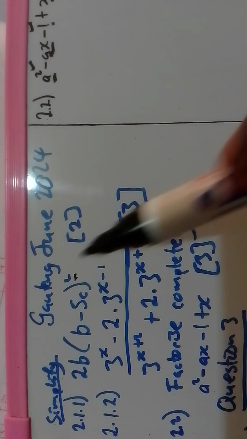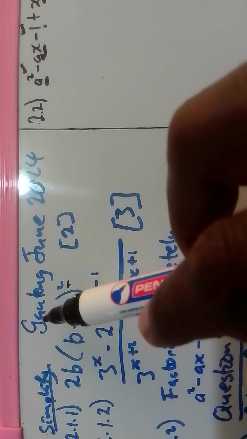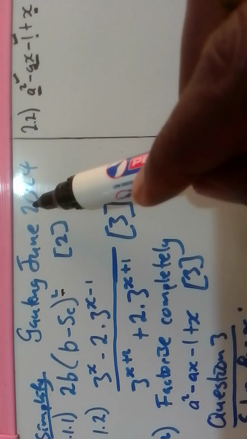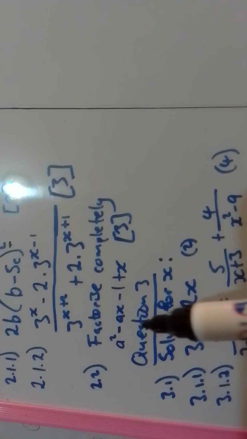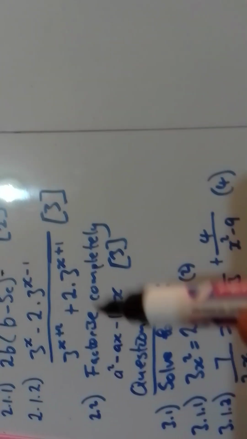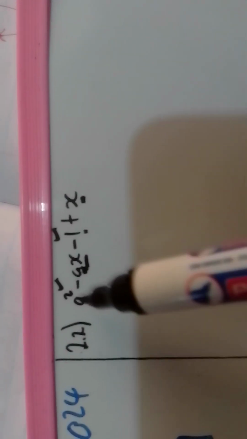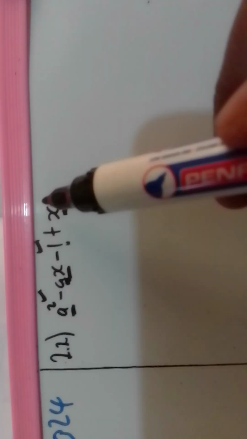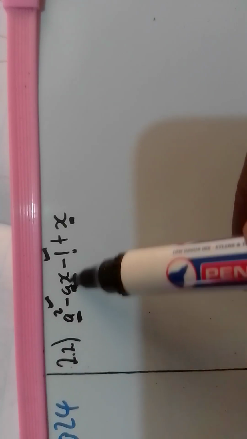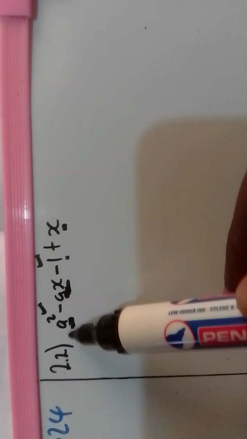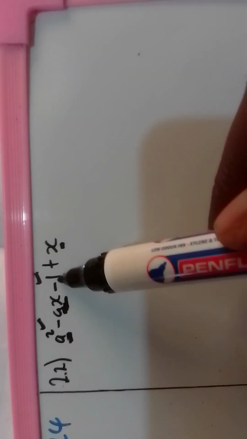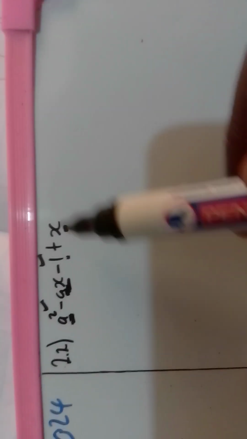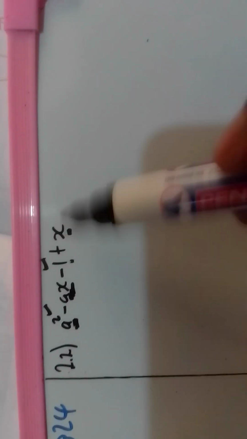Alright, we're still continuing with the past exam paper that was written in Gauteng, June 2024. We were now on question number 2.2 where they want us to factorize. So here's the question: a squared minus ax minus 1 plus x. Now, these two have a common factor, a, but on negative 1 and x there is nothing common, which means that we must rearrange.